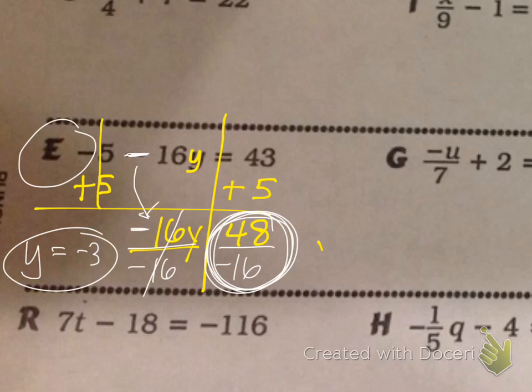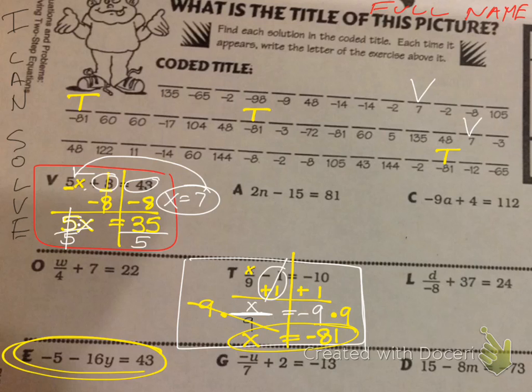Let's go back and find it. Negative 3 is E. And there you go, guys. The rest of these are up to you. Do your best. Forget the rest.